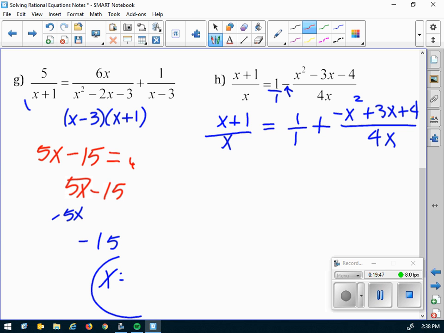4x, good. What does the fraction on the left need? Now you be careful here, you got to multiply that whole thing by 4. What does the 1 over 1 need? It needs a 4x. What's the last fraction need? Nothing. It'll be 4x over 4x. Yeah, 4x over 4x simplifies to 1, which it should.